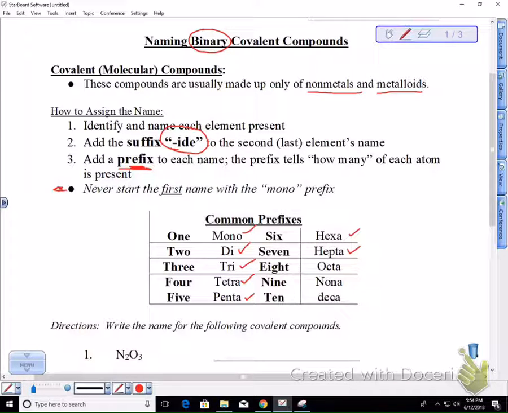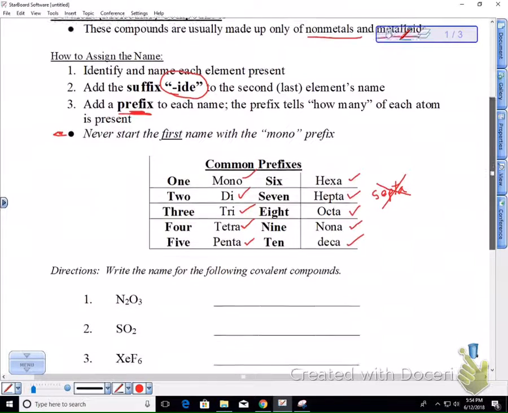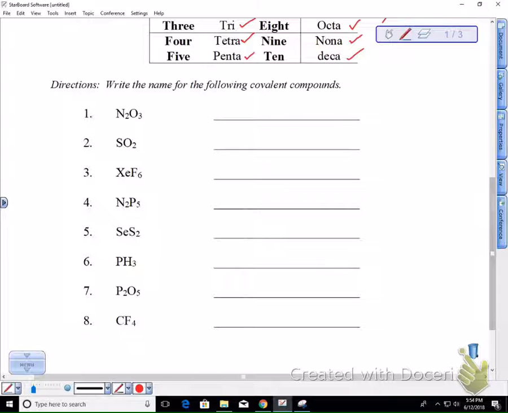Now, many students, some of you are going to get caught in this, you want to use septa for 7. I don't know why, but every year there's a large percentage of students who do that. Maybe it's because you watch Game of Thrones, I don't know. But 7 is hepta. 8 is octa, as in octagons, and then nona for 9. That's easy. It sounds like the number 9. And then deca. So those are our prefixes. Let's scroll down now, and let's do a little practicing.